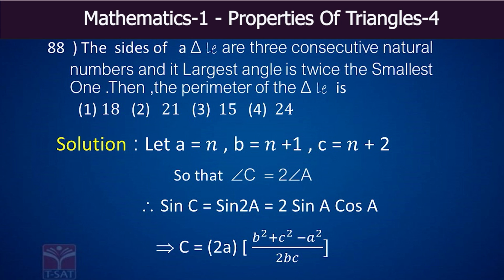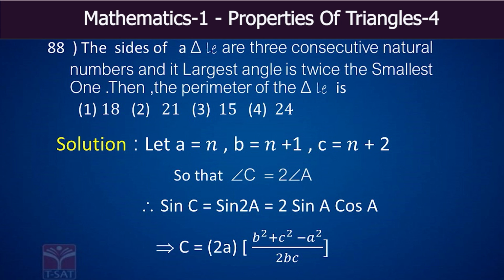88. The sides of a triangle are 3 consecutive natural numbers, and its largest angle is twice the smallest one. Then the perimeter of the triangle is: you are given that the sides are 3 consecutive natural numbers, and the largest angle is twice the smallest one. So here let a is equal to n, b is equal to n plus 1, and c is equal to n plus 2, where n is a positive integer.